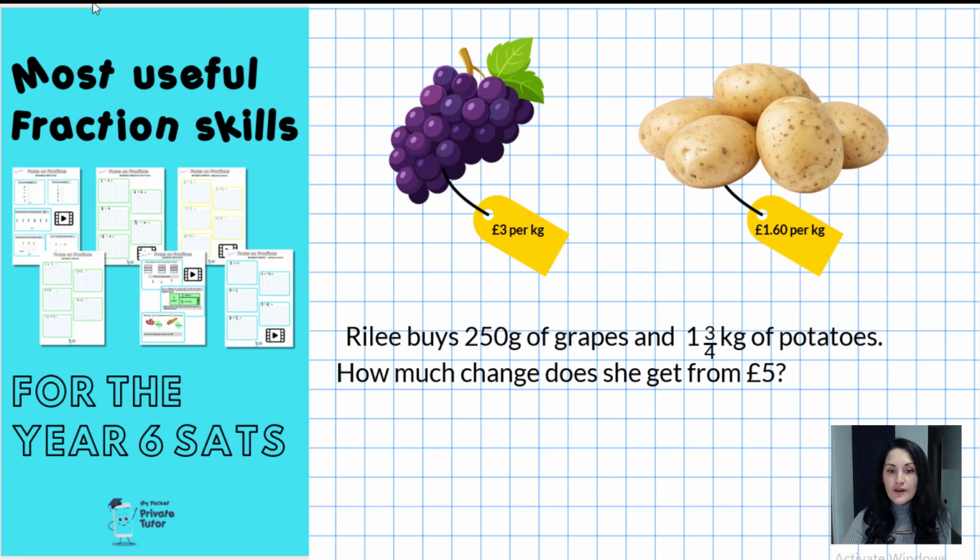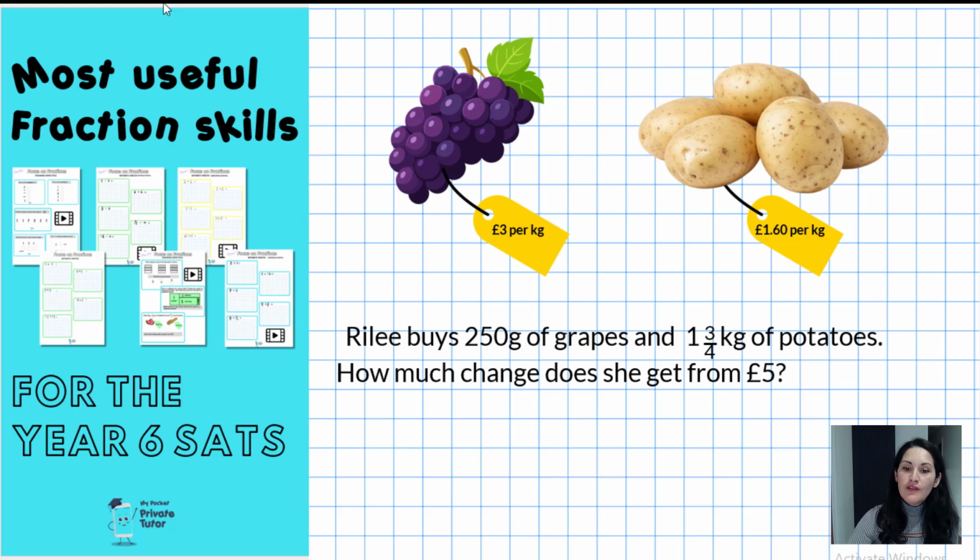The final example of our fraction skill questions is one that is mixed with some measurements. This is very, very common as well. We've got different units of measurement here, and we've also got fractions. So there are a few different skills that are going to come into play in this final question example.